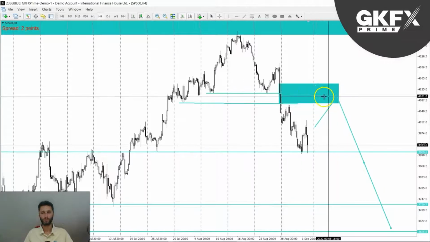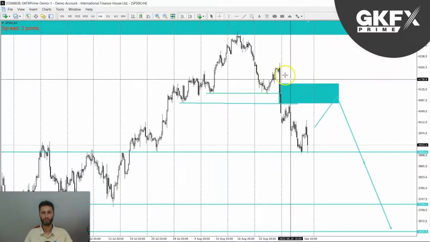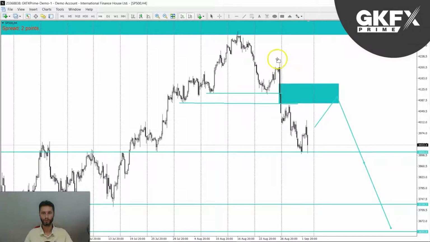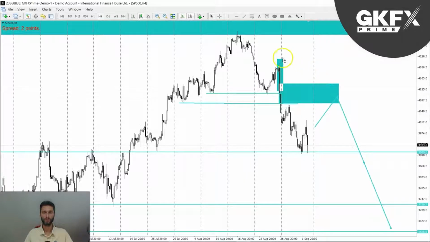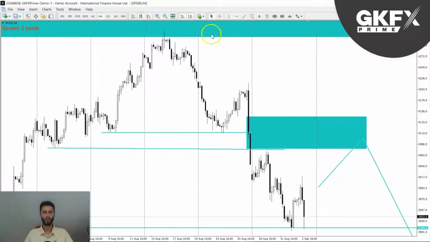So I'd like to see a nice reaction from here, nice bearish candles, just like you see right here. Let me point this out. These big bearish candles, any nice reaction of this zone, of this level here, would be a nice confirmation to the downside. So that's what I'm looking at the moment on the S&P.